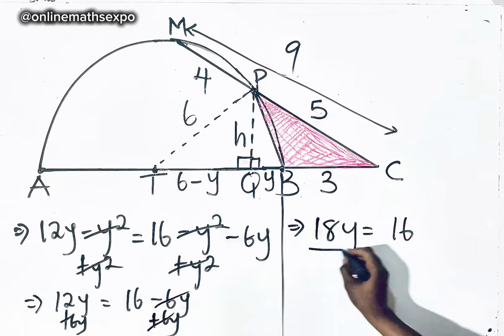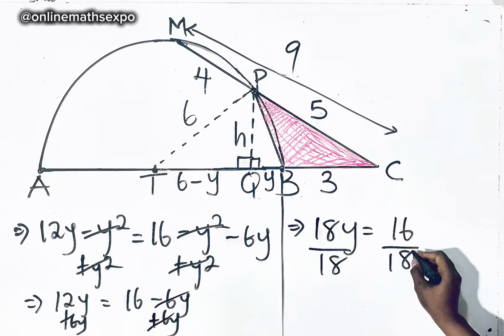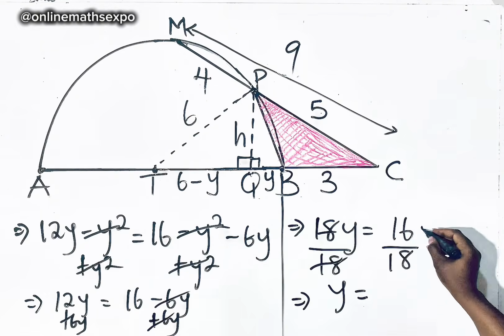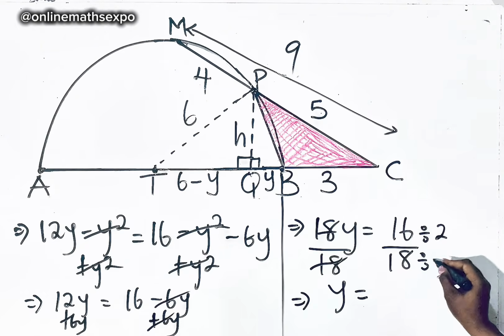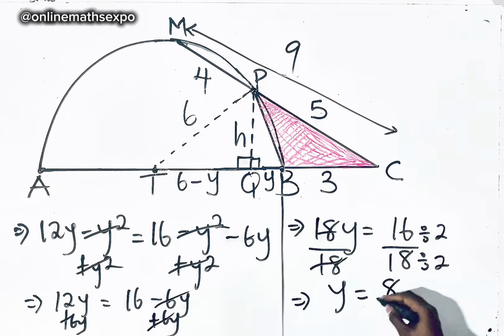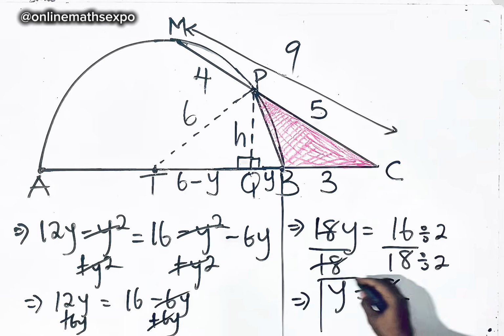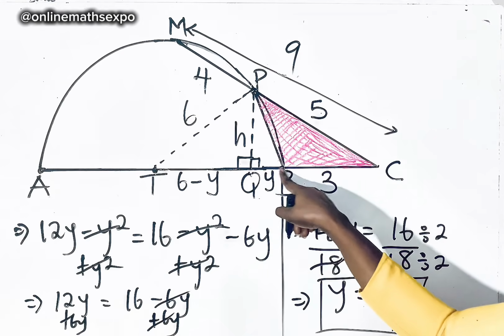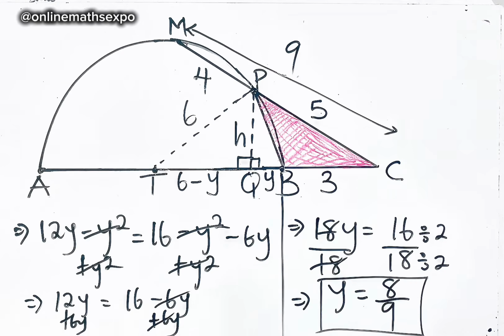To get y, divide by 18. Divide this by 18, and divide this by 2 and this by 2. And that gives us y equals 8/9. So this gives us the length of line y, and line y is this length QB. Now that we have found the length y, can we now find the height? Yes. Let's do it together.